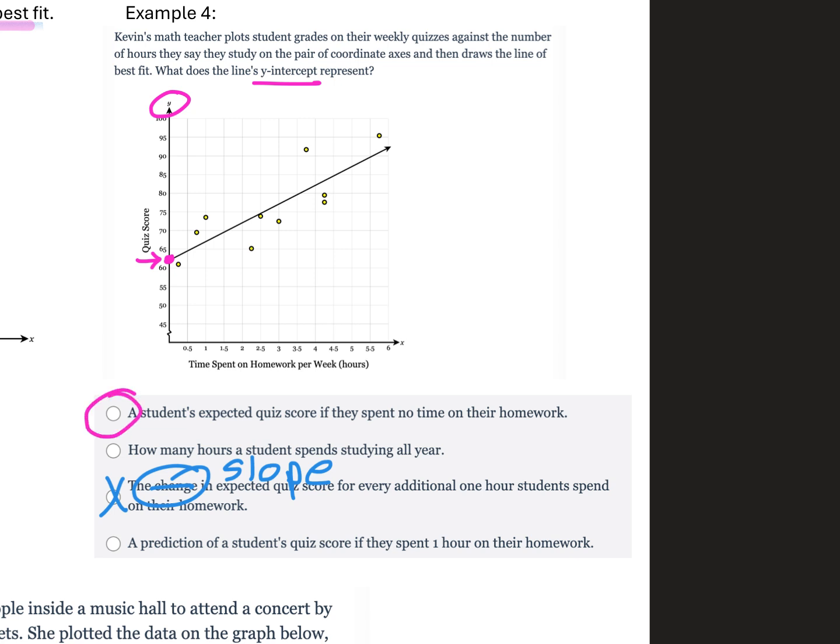The reason for that is it says if a student spent no time on their homework, so 0 hours because they spent no time. If I look here at the number of hours and I go right here to 0, then that score is the predicted score if you spend no time on your homework.